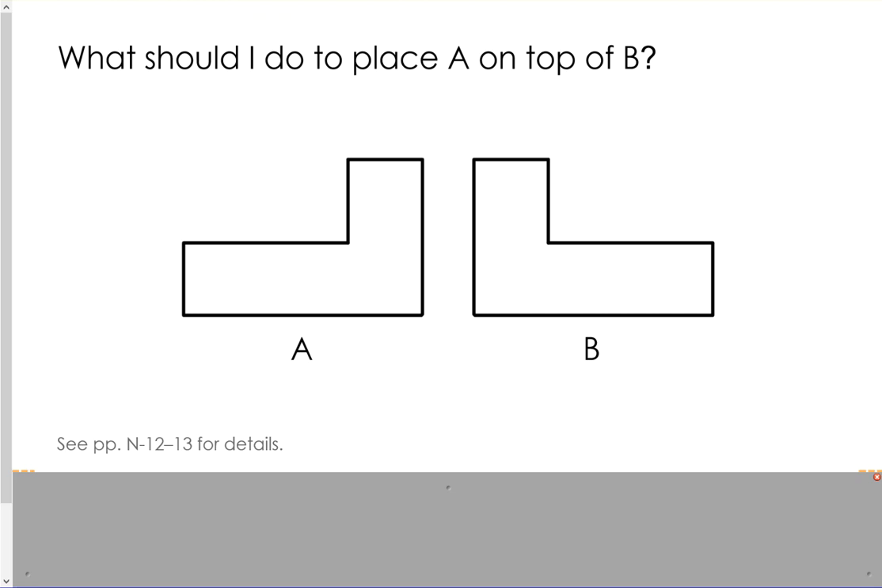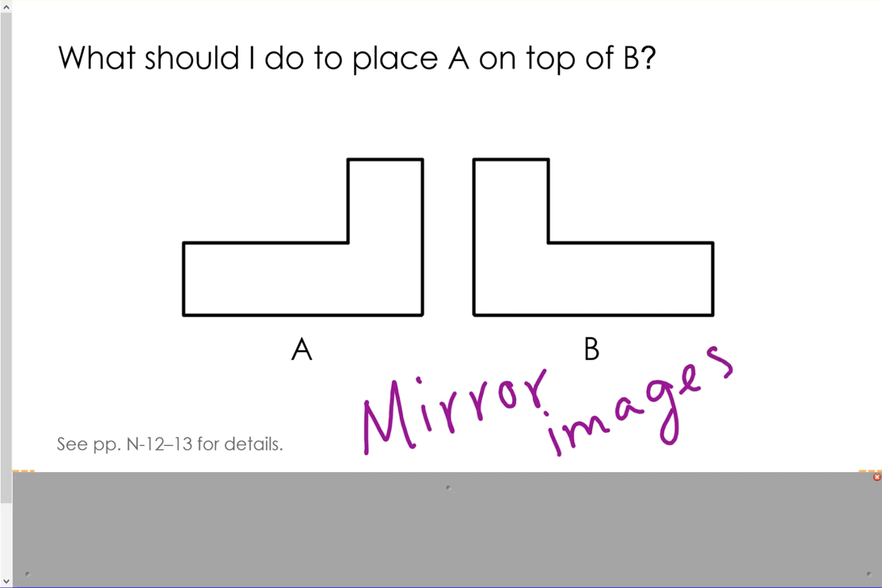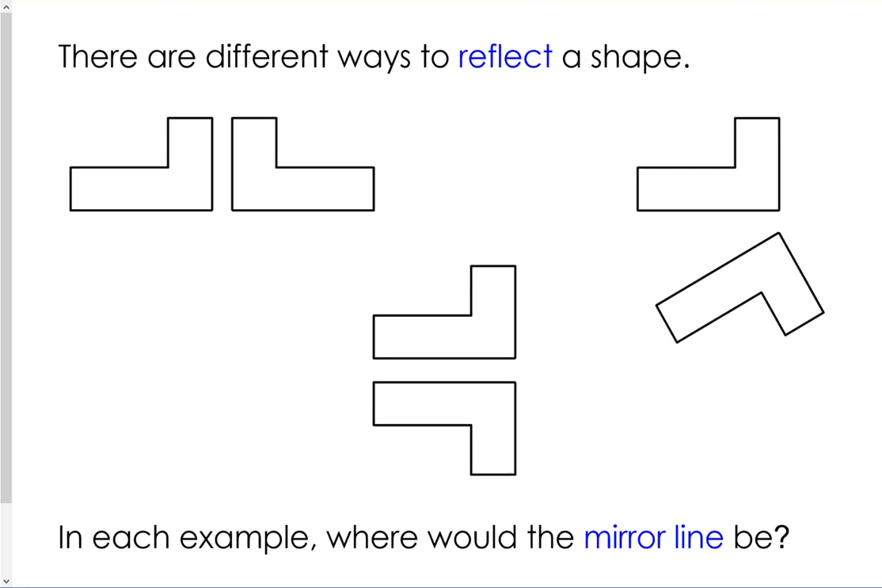Another way to make the shape on the left, shape A, look like shape B is to look at it in a mirror. For that reason, we can say that these two shapes are mirror images of each other. Mathematically, we say that the shape on the right is a reflection of the shape on the left. A reflection is another type of transformation. When you flip or reflect a shape, there are different ways to do it.